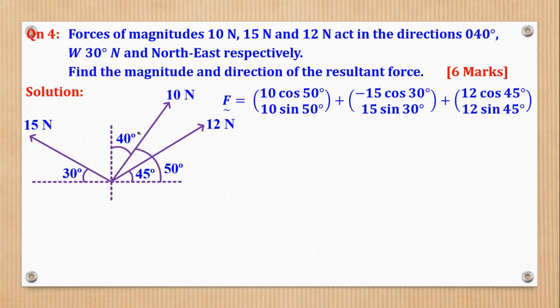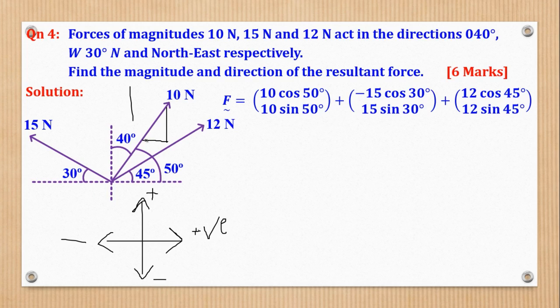Here it is positive because for 10, it is this side which is right and this side which is upward. Remember, we use this triangle whereby for horizontal, forces to the right are positive and forces to the left are negative. For vertical, upward is positive, downward is negative.